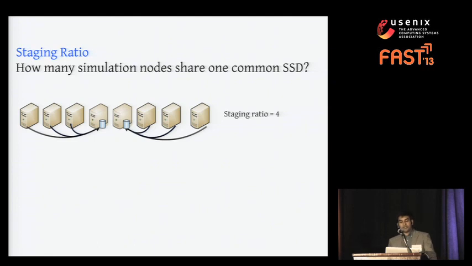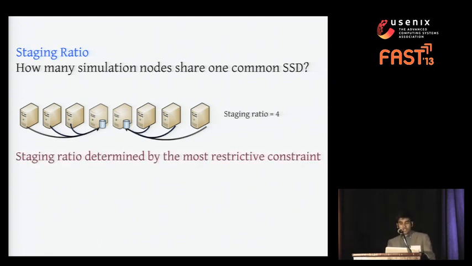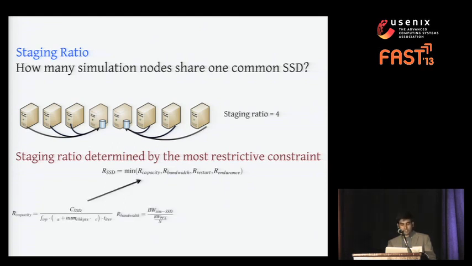Recall that a staging ratio is how many simulation nodes share one common SSD. And a staging ratio is determined by the most restrictive constraint. There are a couple of constraints that we covered, and there is math which I will not go into in detail, but you can see there are multiple factors: the capacity of one SSD, the over-provisioning factor, how many checkpoints you want to restore, bandwidth, then the restart requirement, then the write endurance requirement, and you take the minimum of that. That's what needs to be supported.